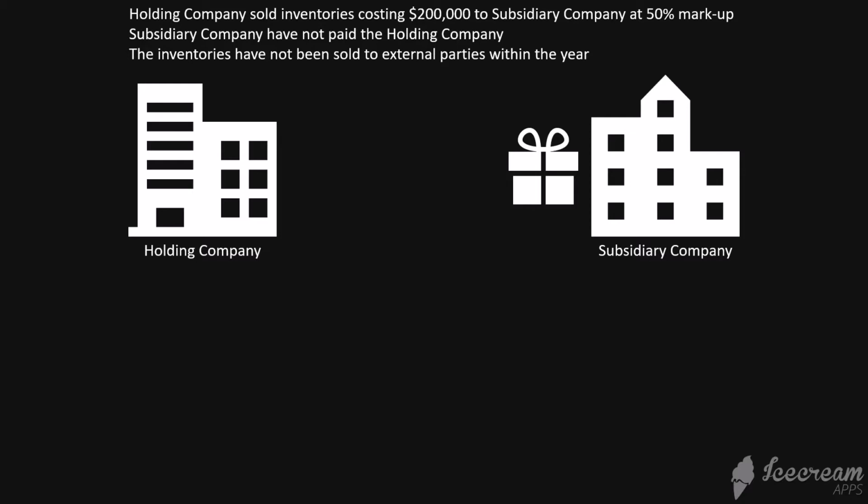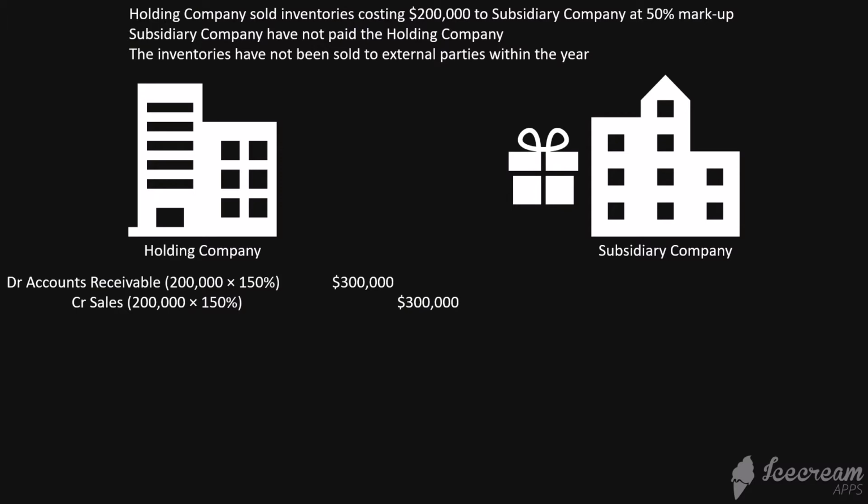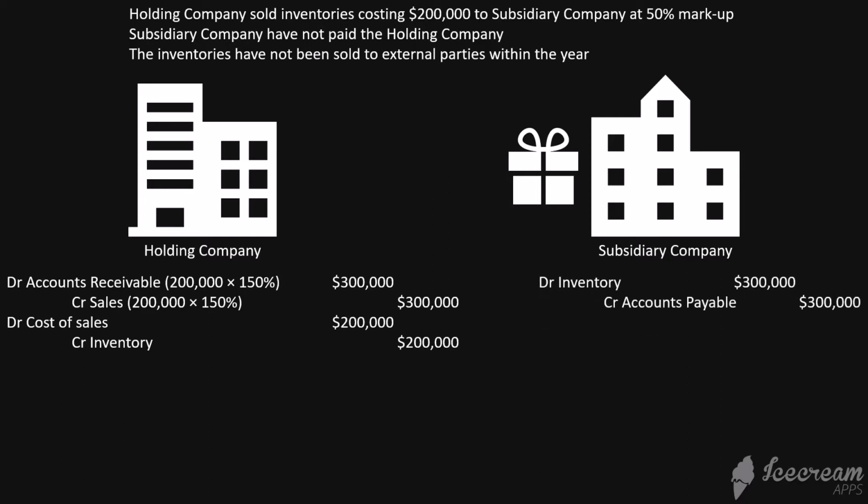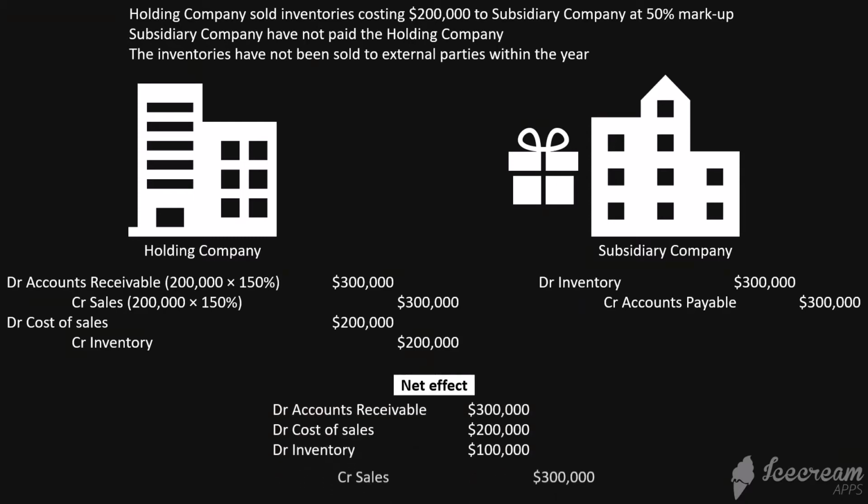To record the sales, the holding company will debit accounts receivable and credit sales by $300,000. It will also debit cost of sales and credit inventory by $200,000. The subsidiary company, on the other hand, will debit inventory and credit accounts payable by $300,000 to record the purchase. This is the net effect of the journal entries entered by both the holding and subsidiary company.